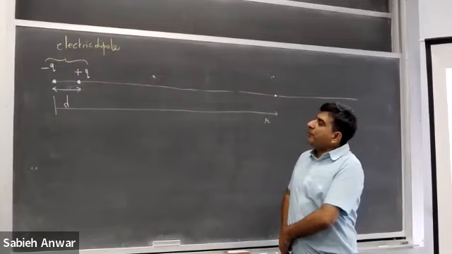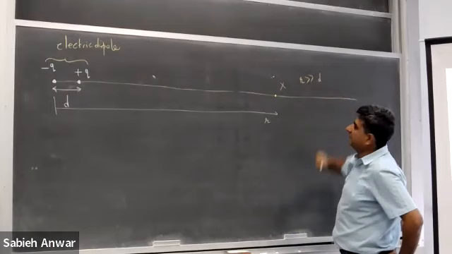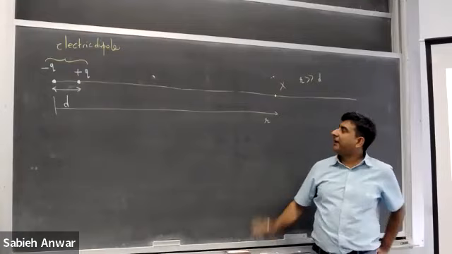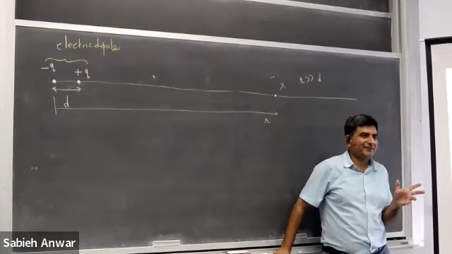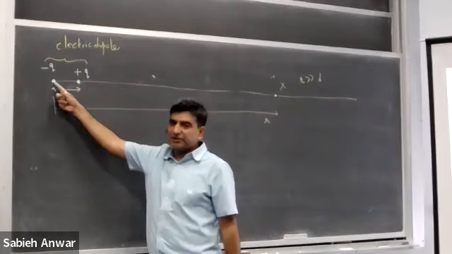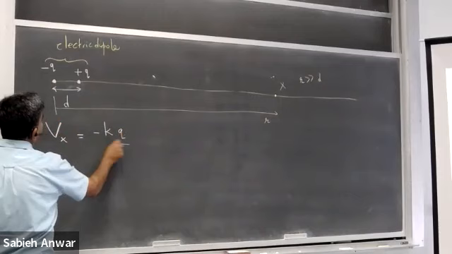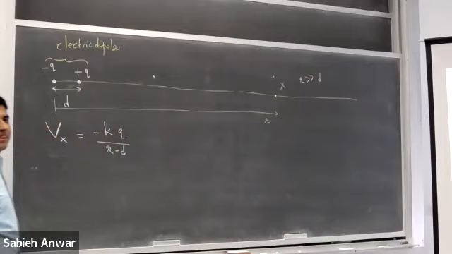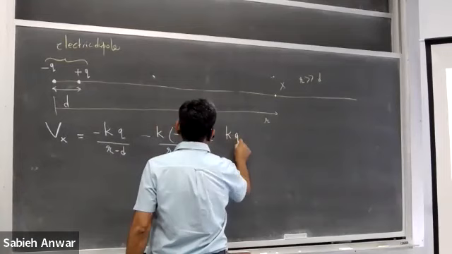Now my question is, I have a point X far away, and this R is much larger than d. So if R is much larger than d, will there be some potential here? Yes, there's going to be some potential. Let's find out what that potential is. At this point, there's potential due to this charge and potential due to this charge. So if I find my potential at X, I get KQ over R minus d, minus KQ over R, since this charge is minus Q. So this would become KQ times 1 over R minus 1 over R minus d.